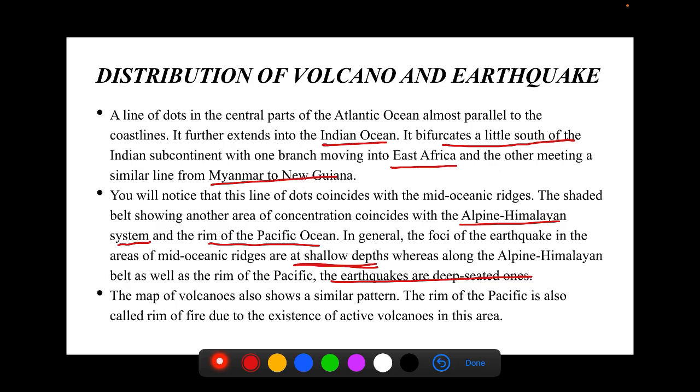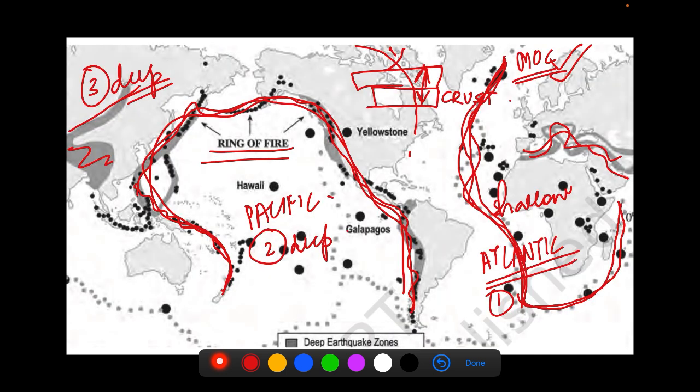The rim of the Pacific is also called the rim of fire due to existence of active volcanoes in this area. So many volcanoes are present, and it was also a UPSC mains question that why is this Pacific ring of fire very well known for the volcanoes. We will understand this when we understand the ocean-ocean convergence and the ocean-continent convergence in the plate tectonic theory. It's the next section that we have to discuss in the upcoming lecture.